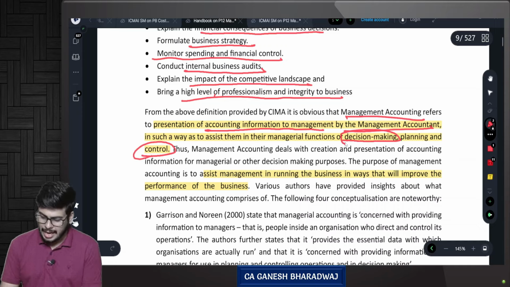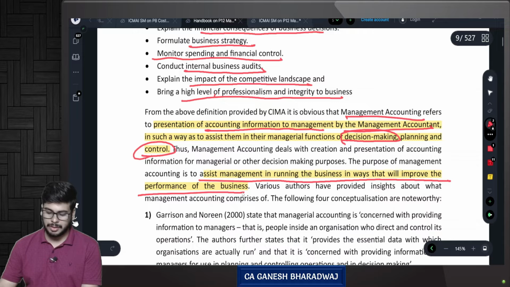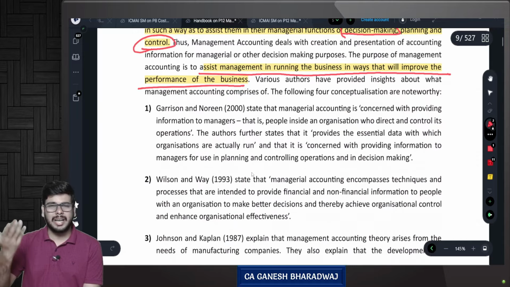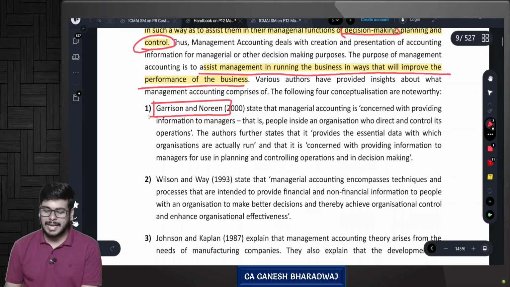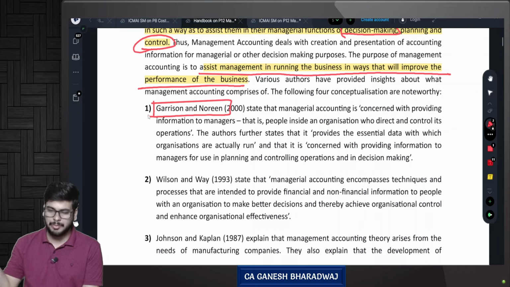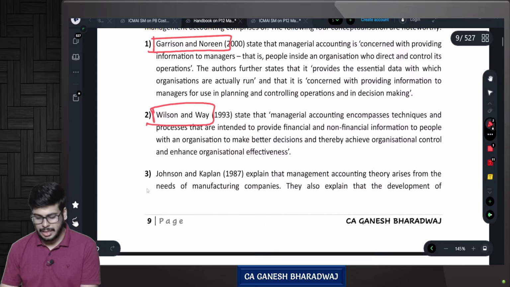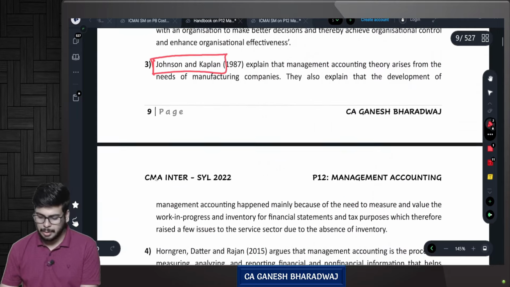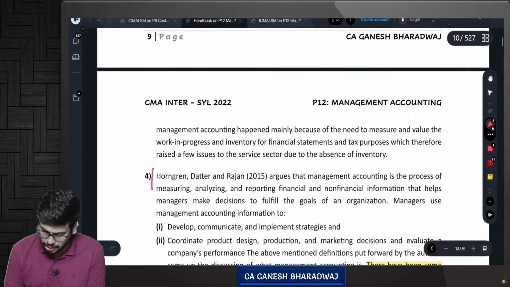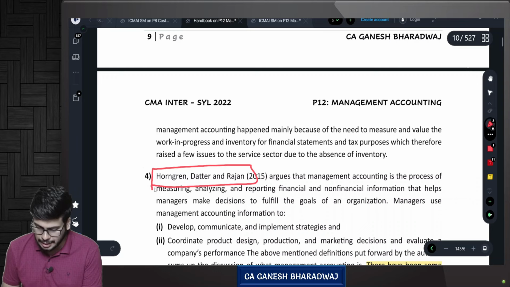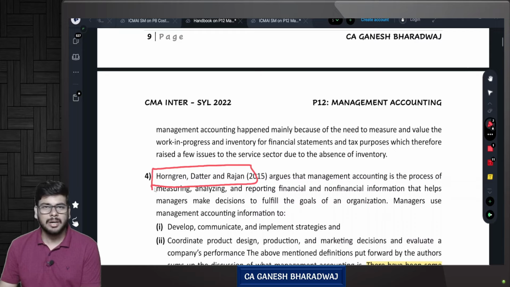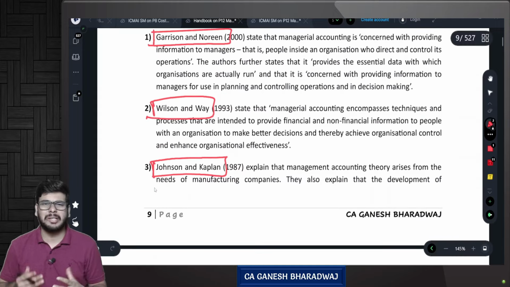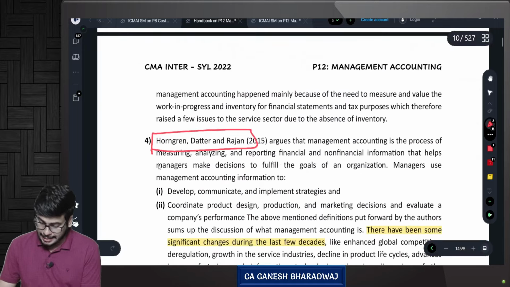They have just given this, and the purpose of management accounting is to assist the management in running the business in ways that will improve the performance of the business. Right now itself, you've seen multiple definitions of management accounting. A few more definitions from a few more people: Garrison and Noreen have come up with their own definition. Wilson and Way have given their own definition. Johnson and Kaplan have come up with their own definition. And look at this, Ongren, Datter and Ranjan have come up with their own definition for management accounting. You can quickly go through all these things, but beyond this, there is not much relevance here. Next.